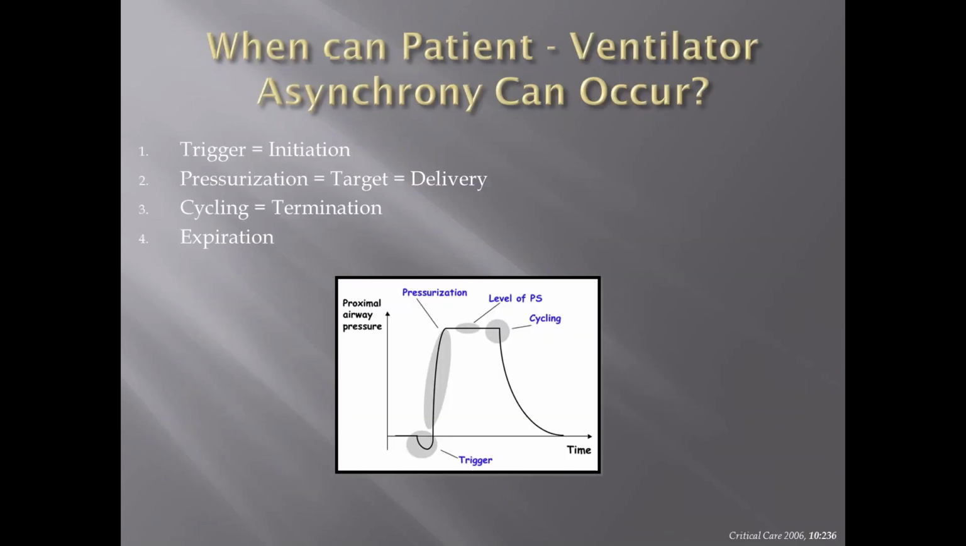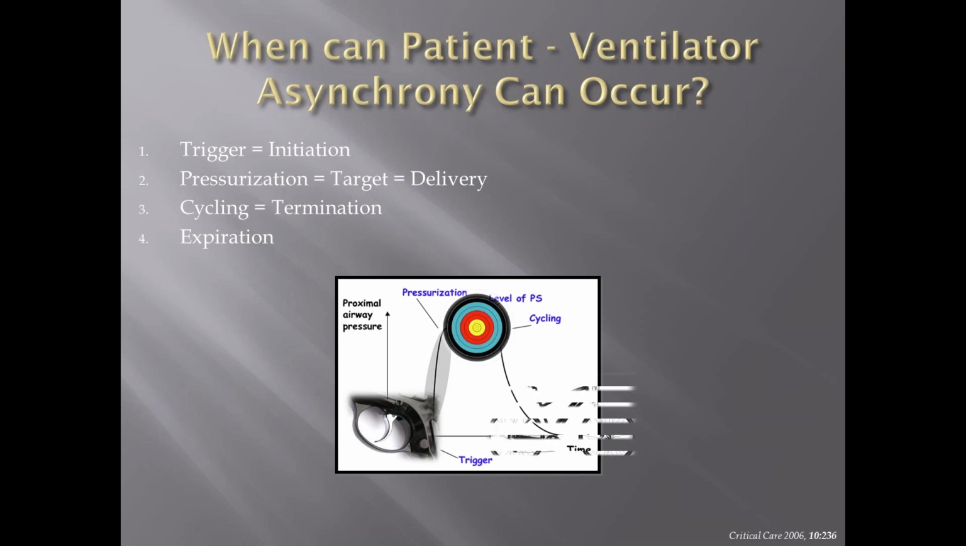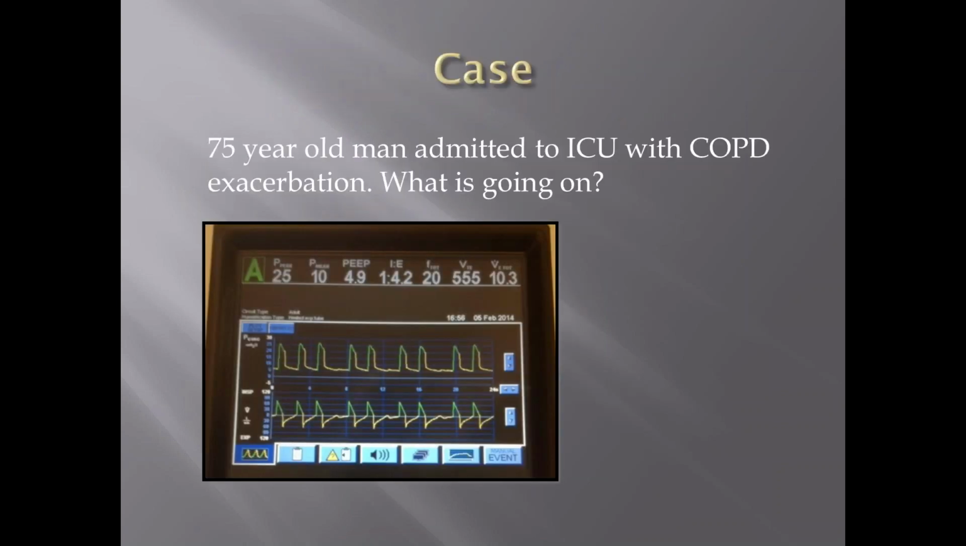Okay, bedside recognition and management. The 4 different times when you can have asynchrony are these times. Trigger, which is also called initiation, and I have these fun graphics to help you remember. Trigger. Pressurization, which is delivery of the breath, or targeting, and then cycling, bicycle. Get it? Cycling is the end of the breath, and then expiration also, as we talked about, you can have asynchrony during expiration.